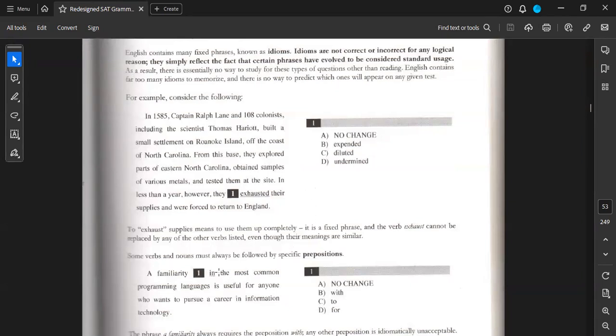So we have this example here that says, a familiarity dash the most common programming languages is useful for anyone who wants to pursue a career in information technology, IT. So do you guys think it's a familiarity in, a familiarity with, a familiarity to, or a familiarity for?